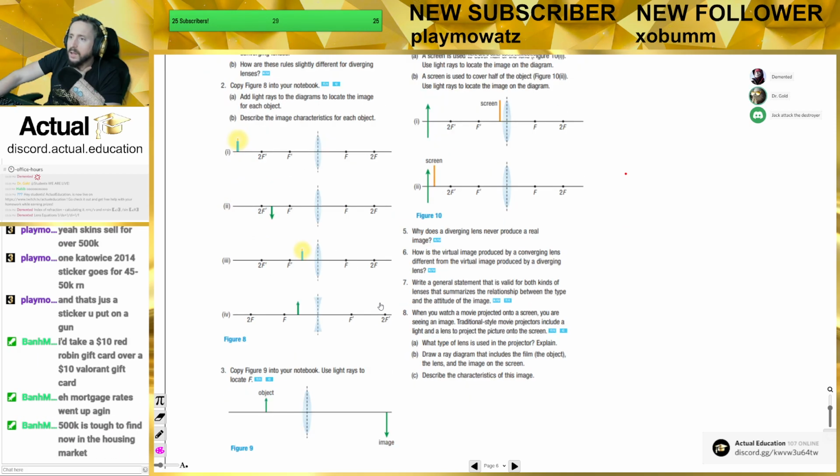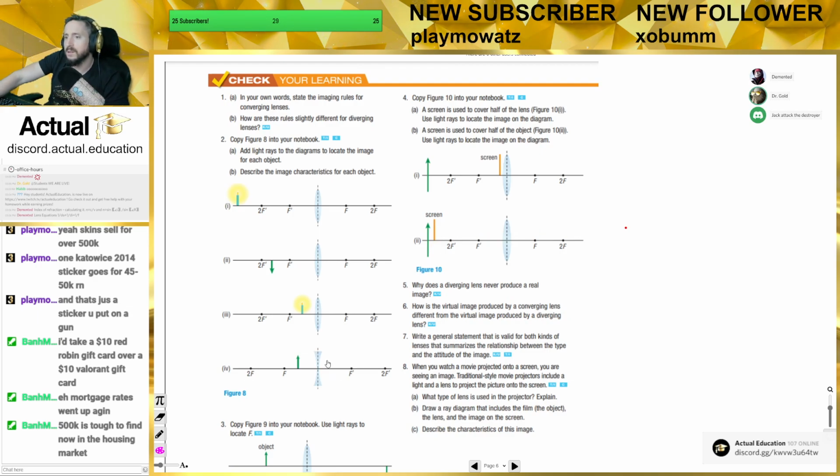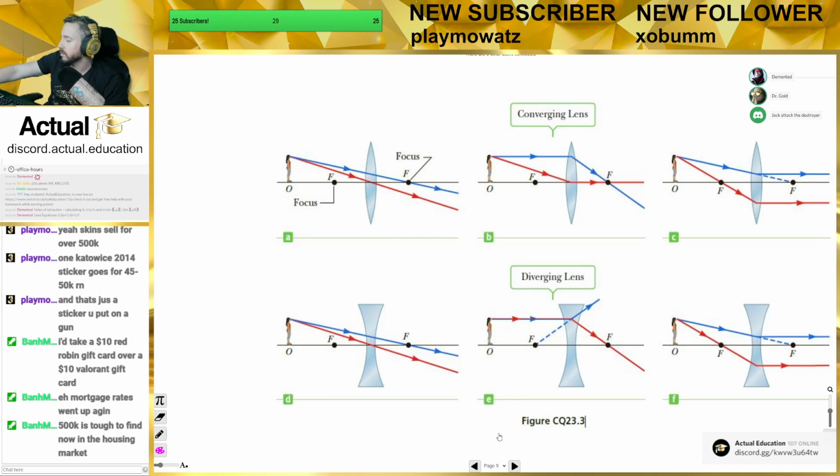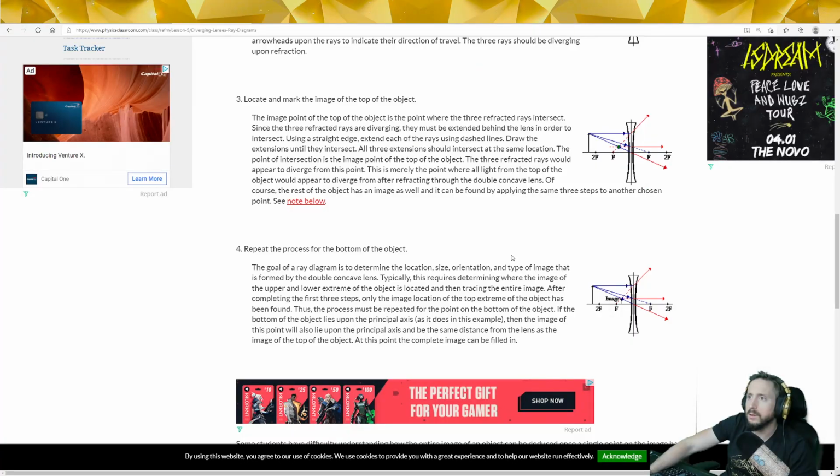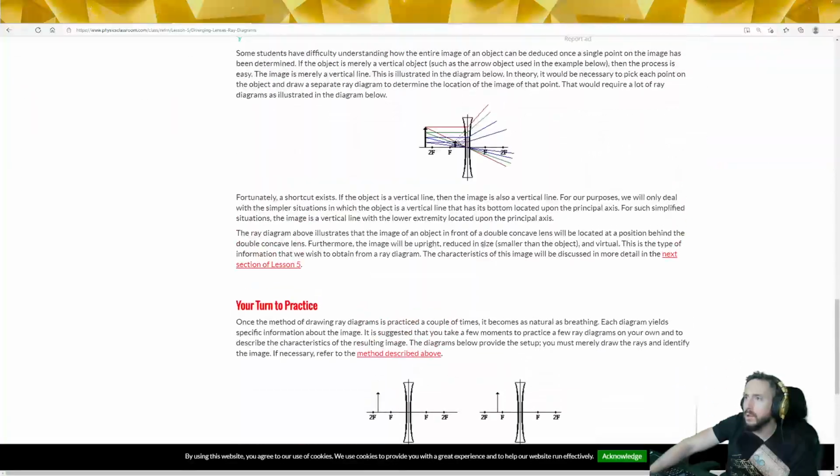Okay. Here, and this one's inside. This is inside the focal length. What happens when you're inside the focal length? That's what I'm curious about. I want to know that one real quick.